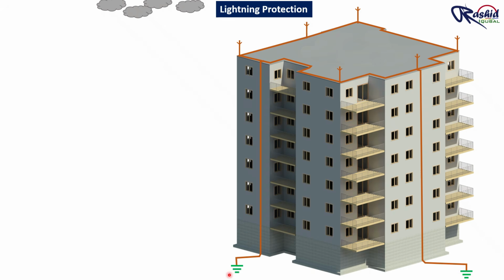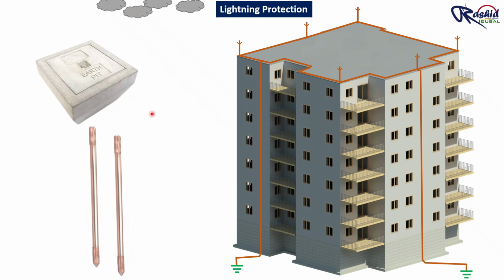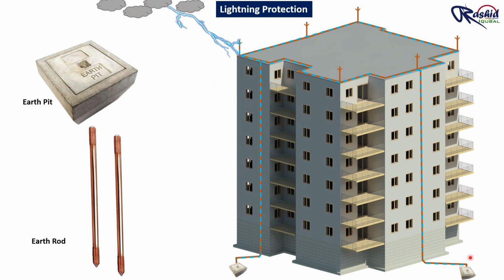Number 3, earth termination system, or what we call the earth pit. This is the final stage of the lightning protection system. Here the lightning current is safely discharged into the ground. The main idea is to spread the current into the soil smoothly.